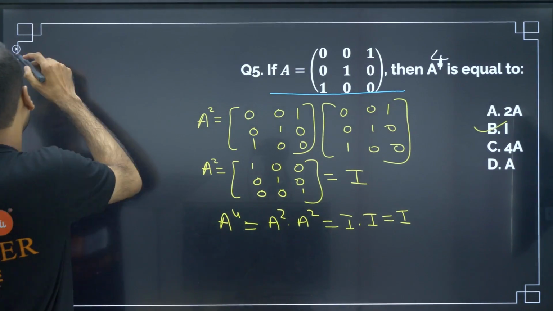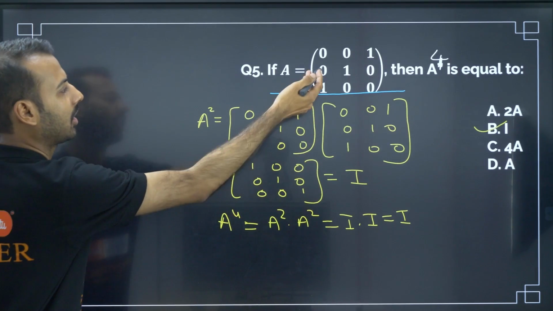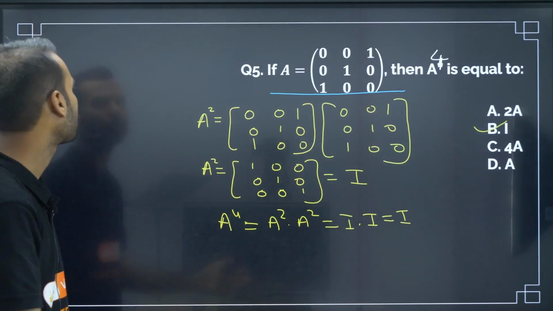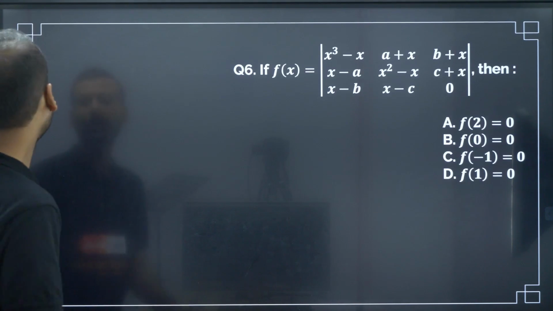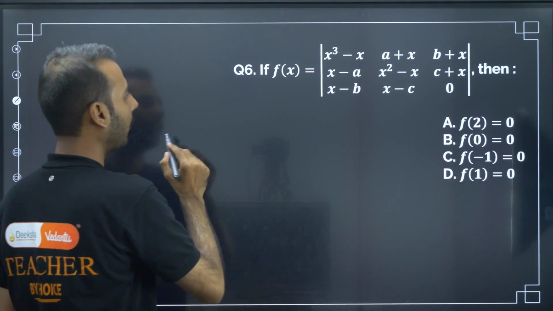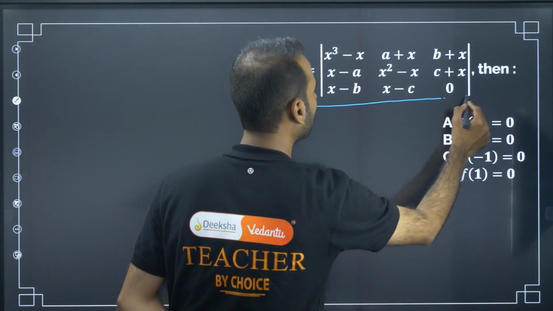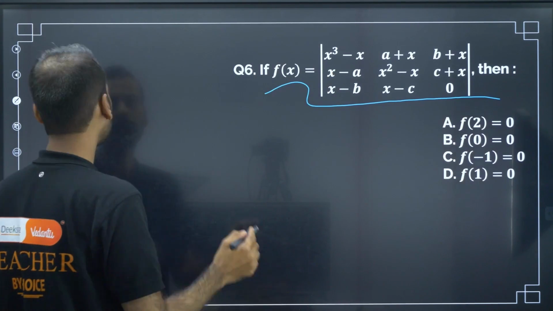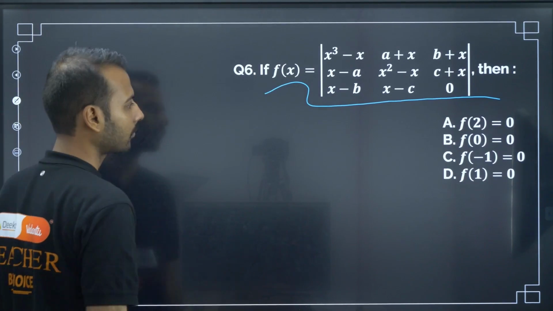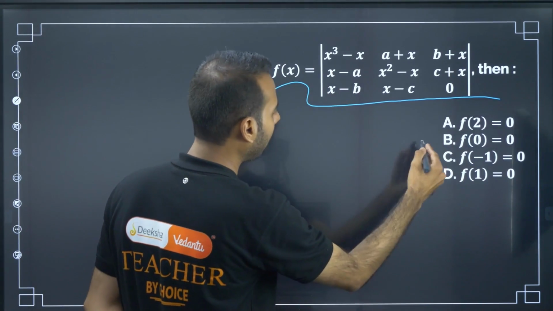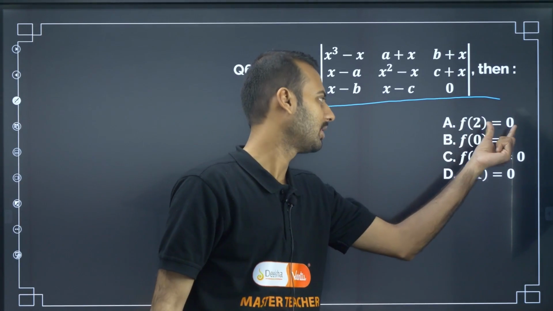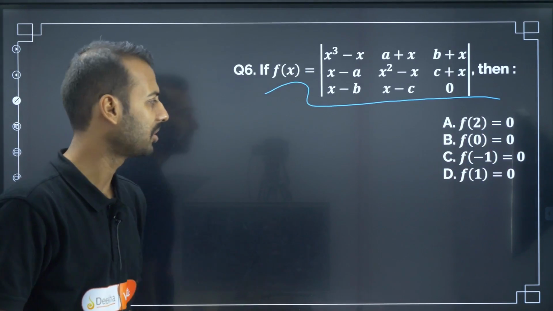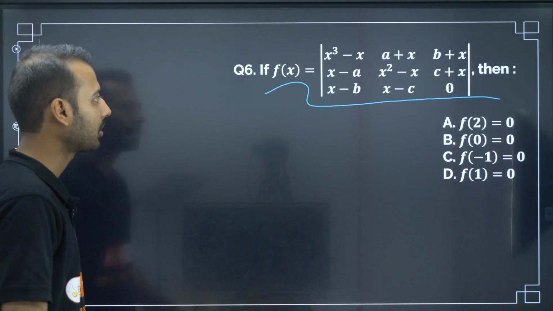Moving on to next question. Easy question. This will hardly take 30 seconds, maximum 30 seconds to solve, only calculation. Next, f of x is equal to, they have given some function. Then they are asking us to simplify this. Which is correct: whether f of 2 is 0, f of 0 is 0, f of minus 1 is 0, f of 1 is 0, or what is the case.